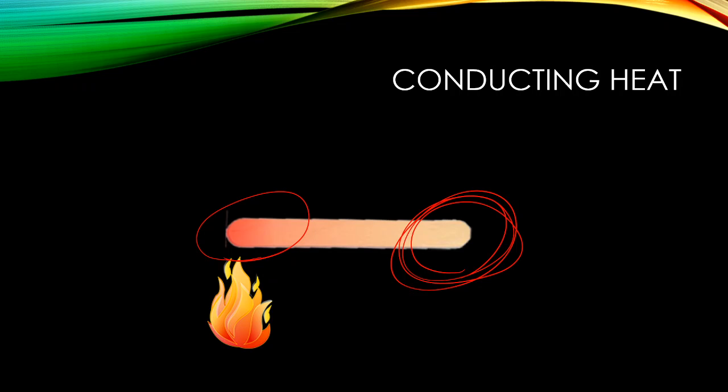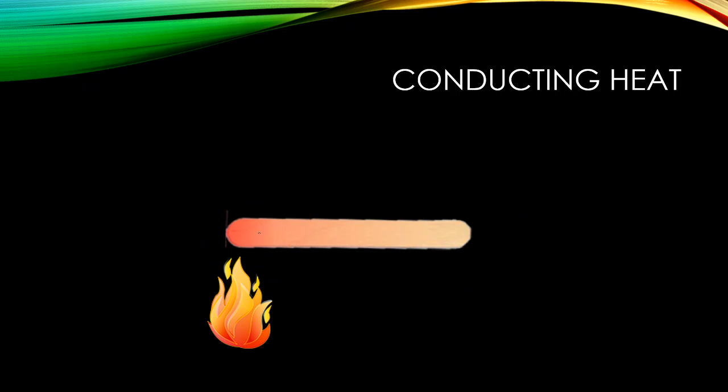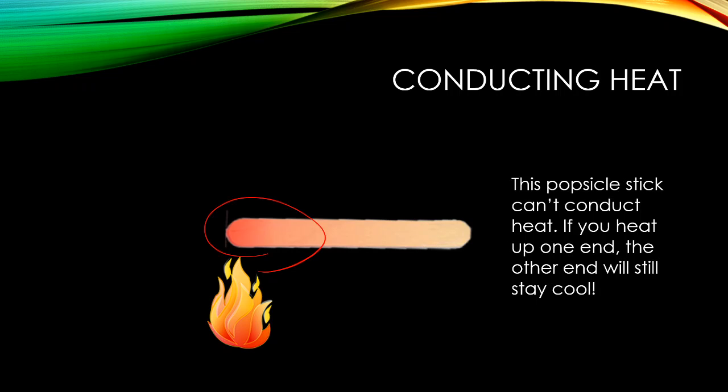All the heat would just stay down at this end, and it would not travel down to this end and make the other side hot as well. It would just stay here. That's because a popsicle stick can't conduct heat. If you heat up one end, the other end will still stay cool, like you're seeing right here.